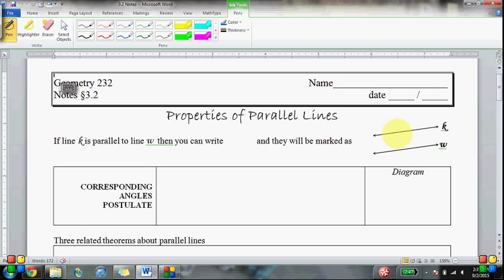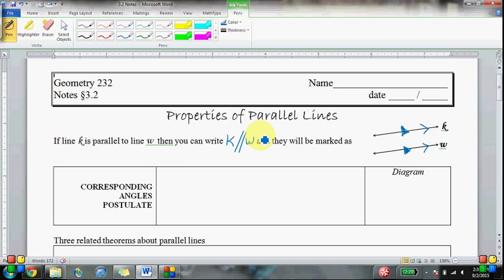So if line K is parallel to line W, like we have in this diagram, we mark that lines are parallel by putting a little triangle on each line like this. That means that they're parallel. You might also just see it like that, a little arrow in the middle of the line. That means that they're parallel. And we can write that K is parallel to W. We use two slashes.